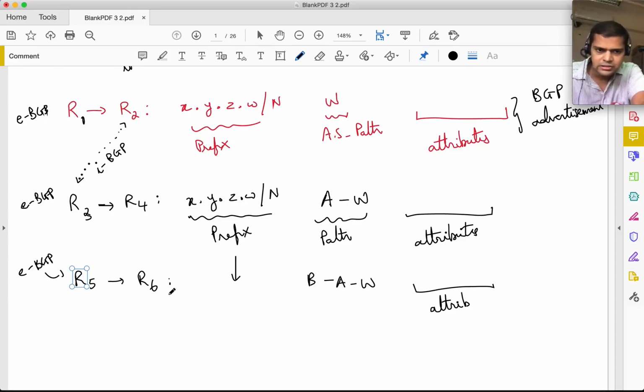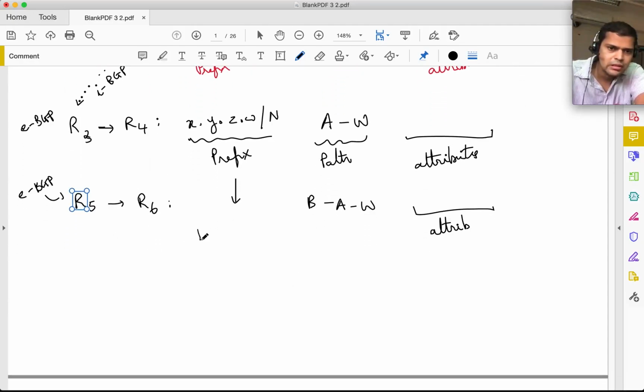So what does this mean? Really, when R5 is telling R6 about this, he is saying that the autonomous system level path from me to reach this particular prefix is BAW, and it also means that I am guaranteeing, so R5 is guaranteeing that if you send me an IP packet whose destination IP address matches with this prefix, then I will definitely send it along this path to the destination.